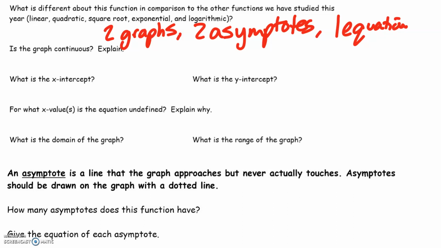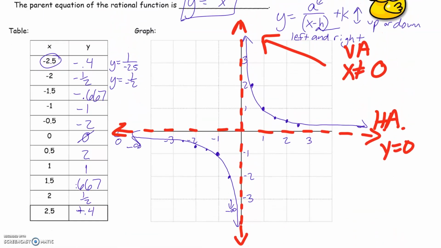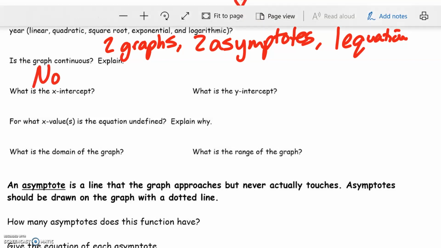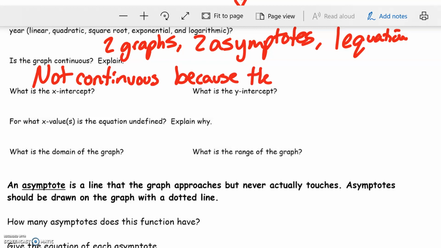So is the graph continuous? Okay, so when we're looking at this graph, we're looking to see that it continues from negative infinity all the way to positive infinity and doesn't break up. And the fact of the matter is, it does break up, and it's right there at the vertical asymptote. So we would have to say, no, this is not continuous. And we would say that because there are two graphs, or two parts.